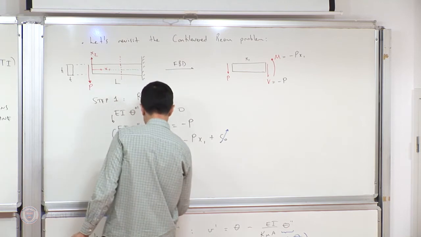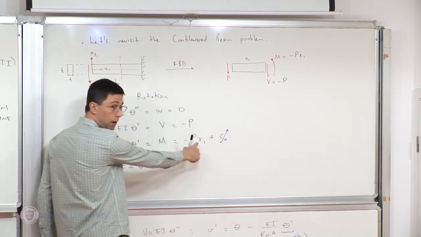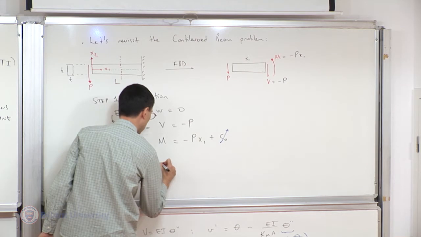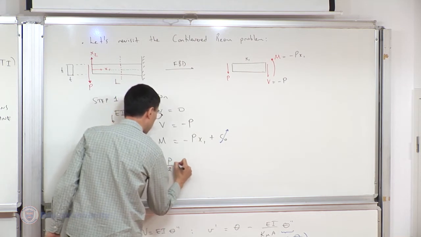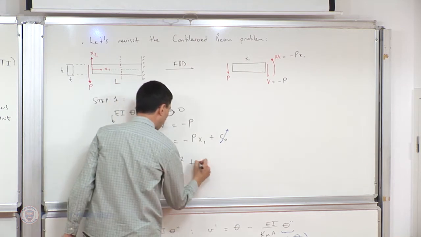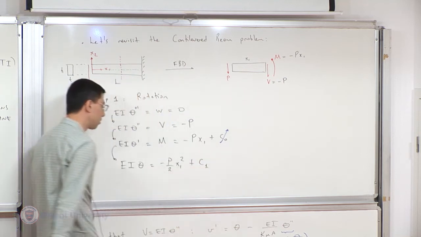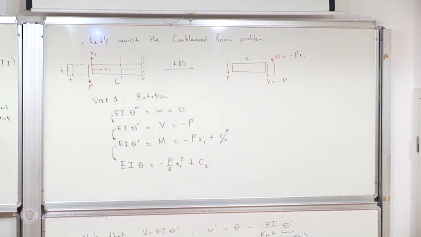So then the last step, EI theta. Now I am integrating towards the rotation. So minus P over 2 x1 squared. Now I have another integration constant. Let's call that C1.